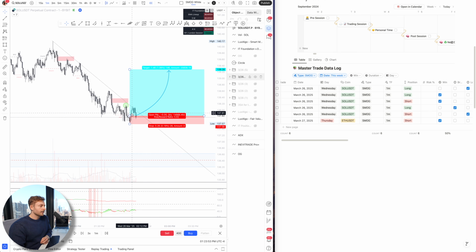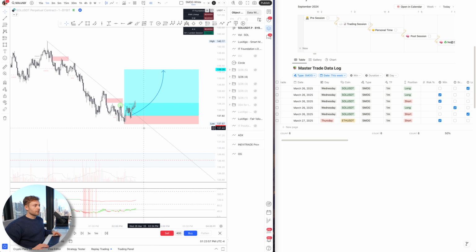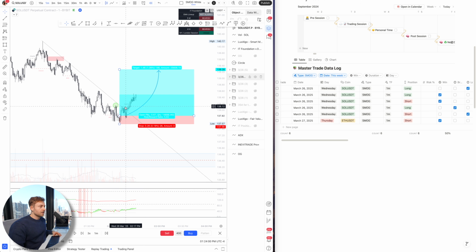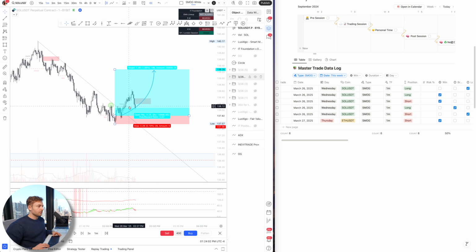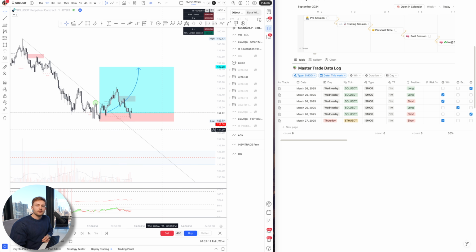Okay, then targeting in on this fair value gap zone a little bit below it, I took a long into this sort of rejection area, in which case price came into our change of character, had a nice push to the upside, and then ended up coming down for a break-even trade.